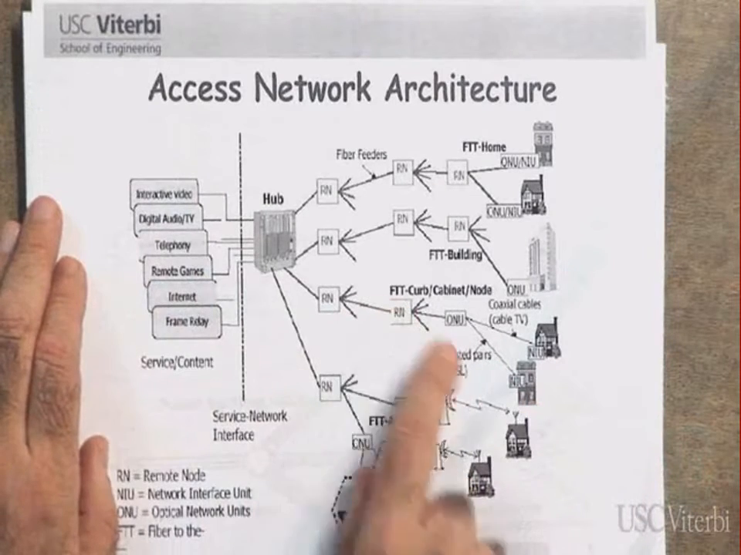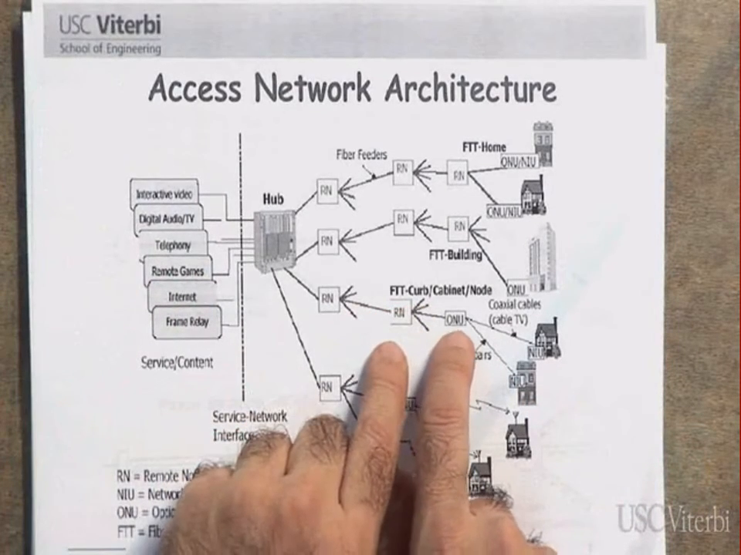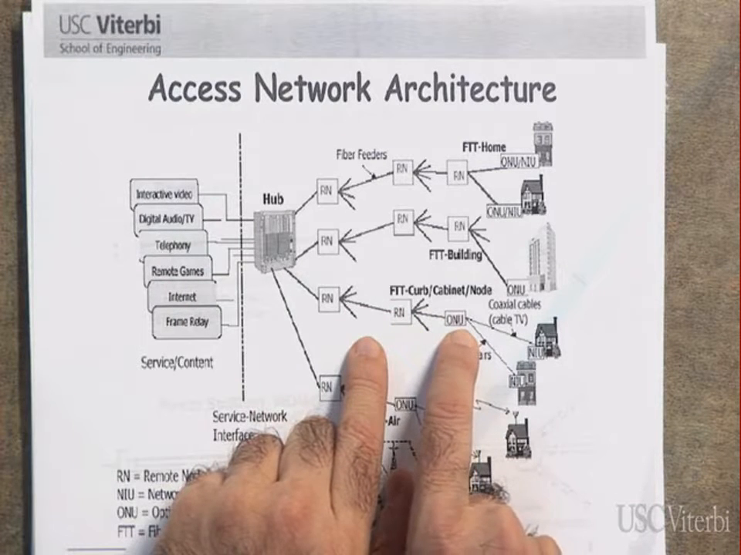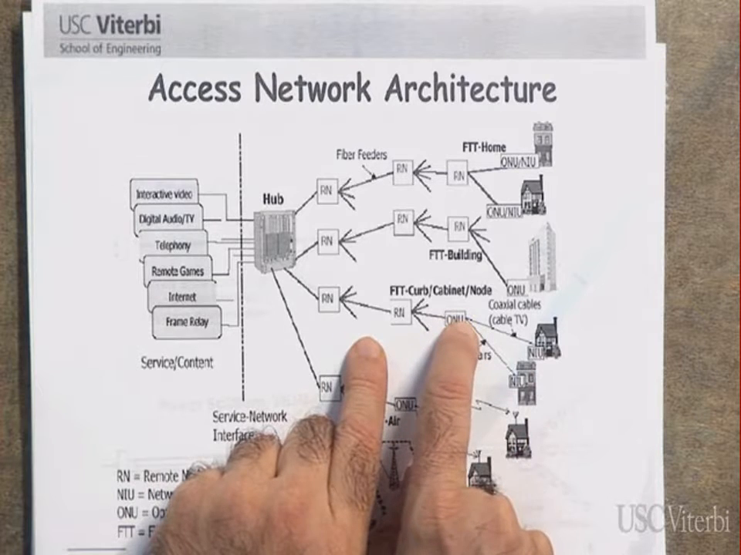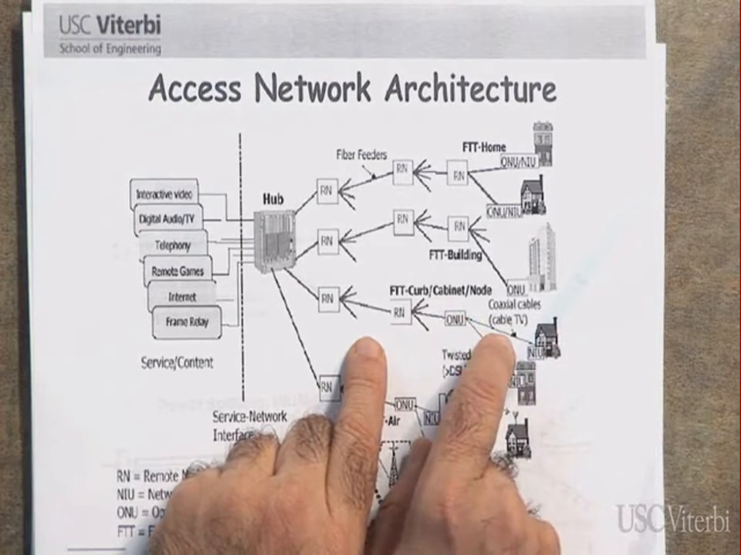This is fiber to the curb. You see this one here? This is the remote node. Here, this is the curb, the neighborhood. From the neighborhood to the homes, you have DSL or cable TV.